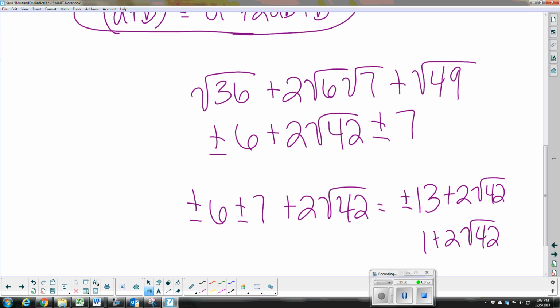Or we could have positive 6 minus 7, which is negative 1. So plus or minus 1 plus 2 times the square root of 42. So again, since we simplified the 2 radicals, we're going to have 2 answers for each of them, which gives us a total of 4 answers. So don't forget the plus or minus when you're simplifying radicals.